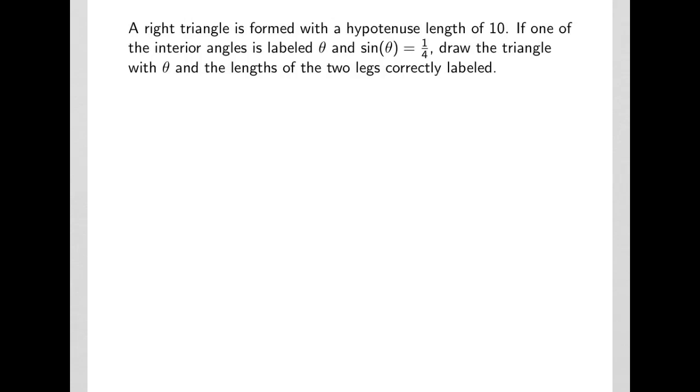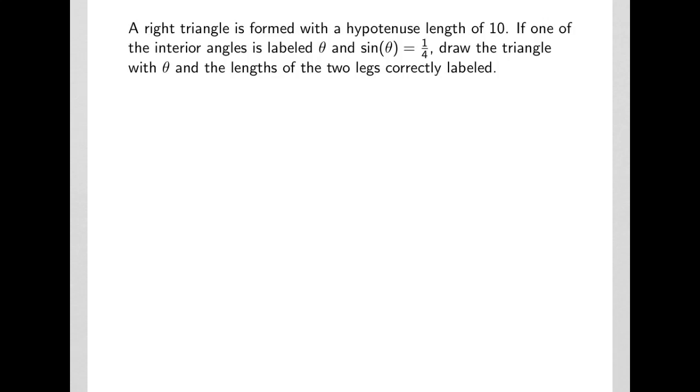This video will look at the problems in the suggested practice problems for exam 2 using basic trigonometry. For this first problem, let's just see what the problem says. A right triangle is formed with a hypotenuse length of 10. If one of the interior angles is labeled theta and the sine of theta is 1/4, draw the triangle with theta and the lengths of the two legs correctly labeled.